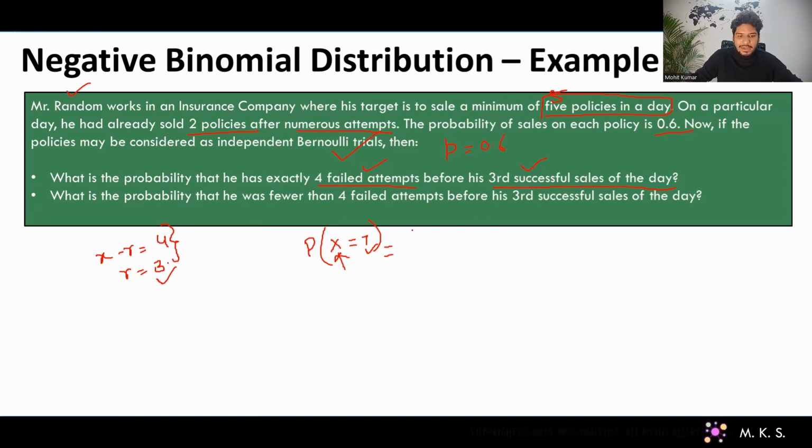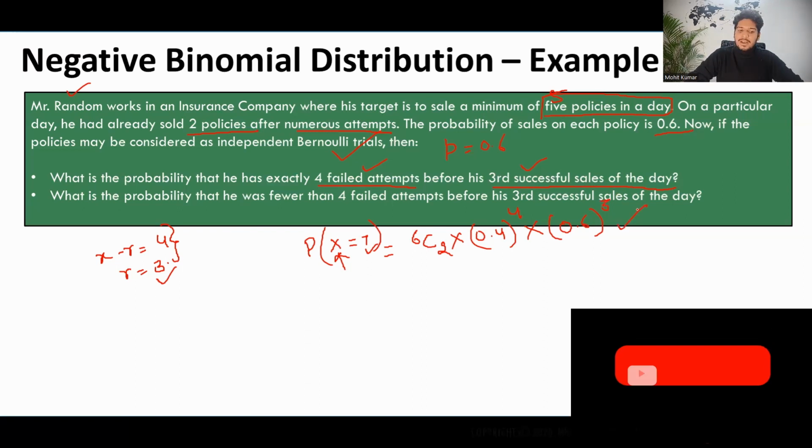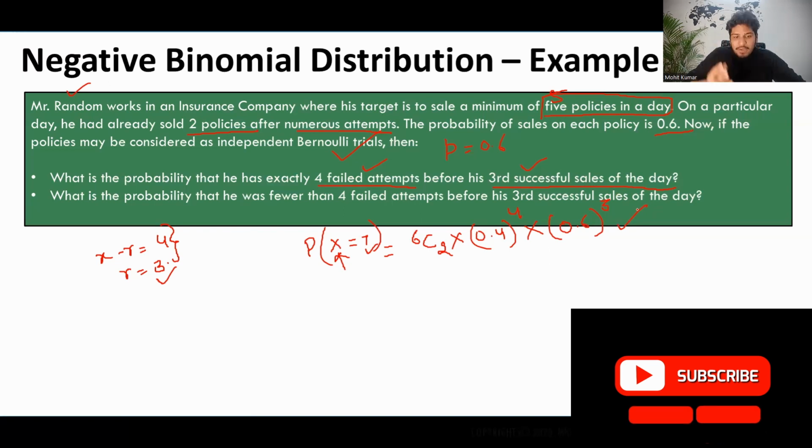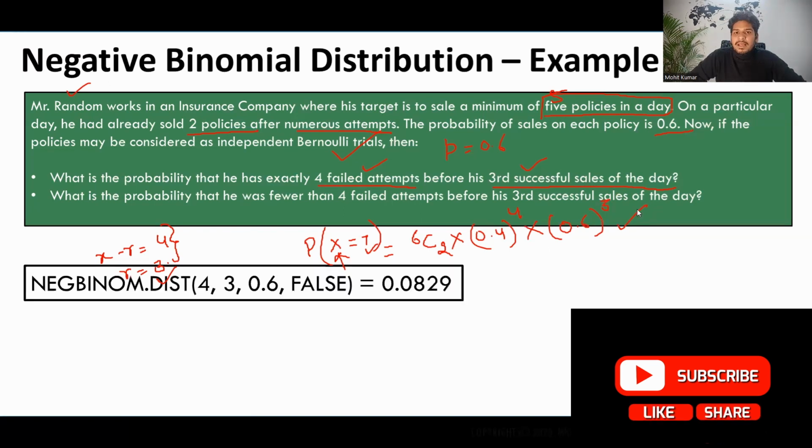So now you can calculate x minus 1, that is 6, C 2, right? Just remember your formula: x minus 1 C r minus 1, into the probability of failure, that is 0.4, raised to the power of how many failures we got, 4, into the probability of success, that is 0.6, raised to the power of how many successes, 3. So this is the formula to get your PMF, guys. Now you have a calculator, you can calculate it. We can also solve this using Excel, guys.